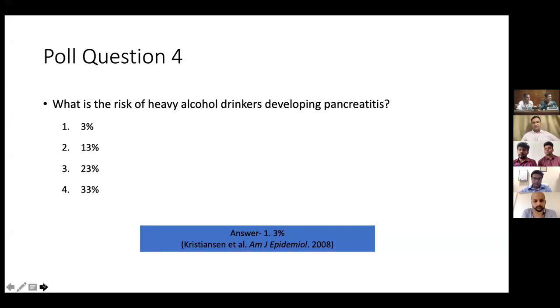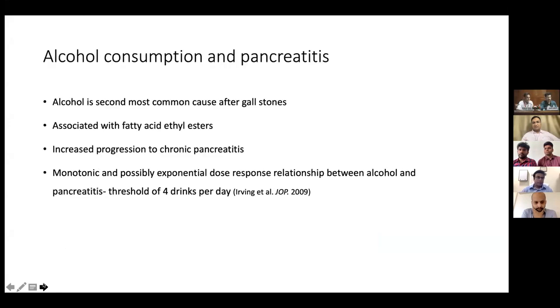Okay. So alcohol is the second most common cause of acute pancreatitis after gallstones. We know that it is associated with fatty acid ethyl esters and with increased progression to chronic pancreatitis. So there is a monotonic and possibly exponential dose response relationship, and a threshold of around 4 drinks per day is what is considered risk drinking with respect to pancreatitis.